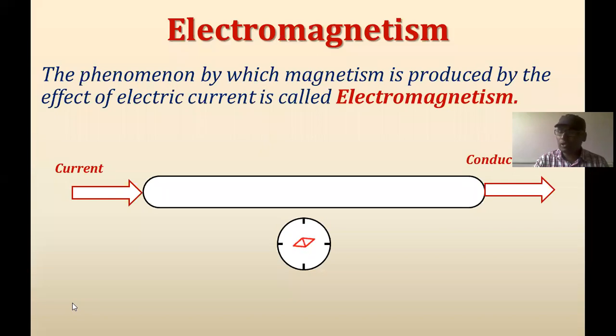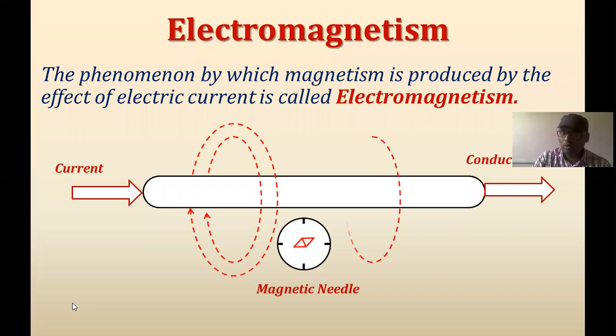Whenever current is flowing, there is a deflection of a magnetic needle. What does it represent? It simply represents that the current creates a magnetic field around the length of the conductor. If the current flowing through the conductor is stopped, then definitely there is no deflection of the magnetic needle. And this magnetic field is always in the form of concentric circles around the length of that conductor.